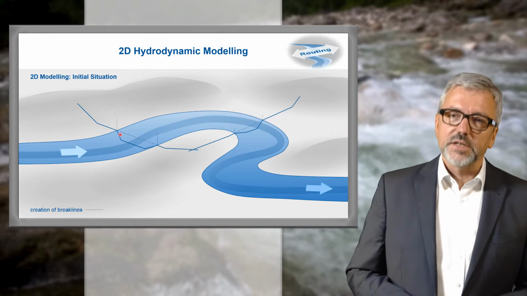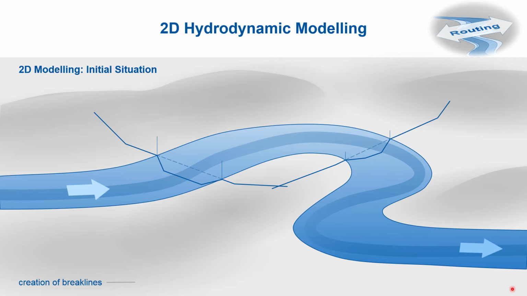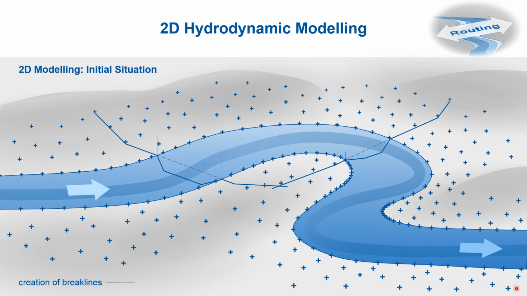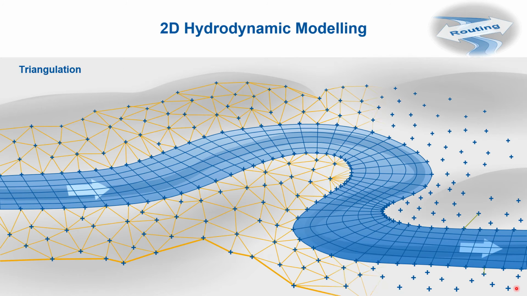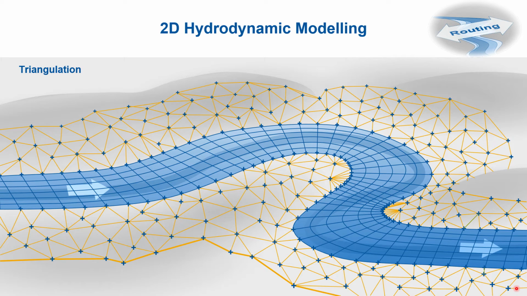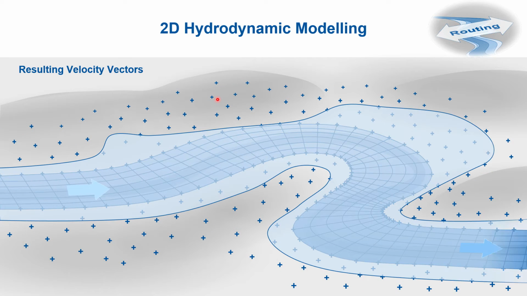Let's go to 2D hydrodynamic modeling. Here we can really consider lateral flows as well, in the X direction and in the Y direction. Normally you have two different grids: one grid for the river itself, more in a rectangular way, and a triangulation in the foreland or in the inundation areas.